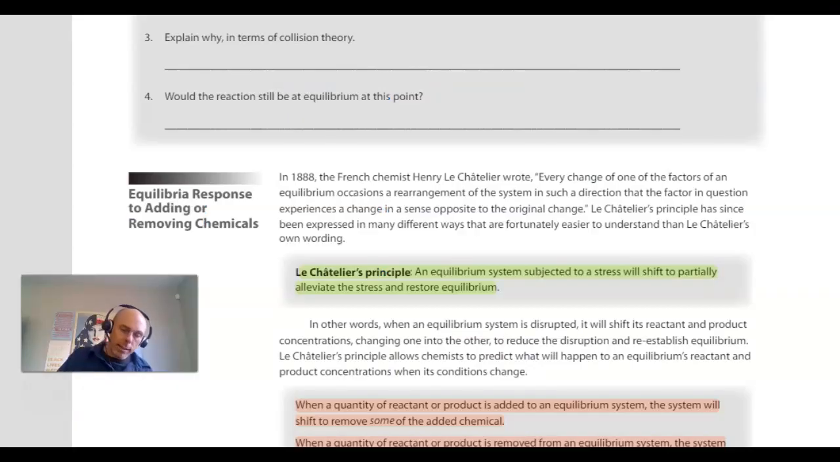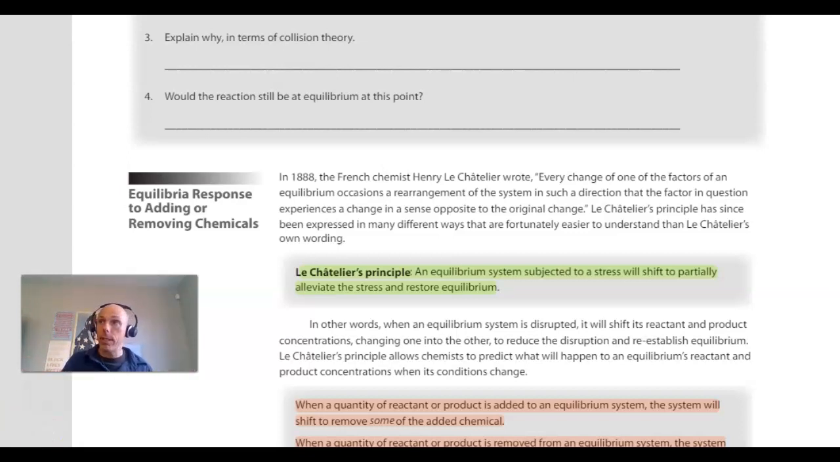Before we get deeper into that section, I wanted to jump back to 2.2 and to the definition of Le Chatelier's principle to remind you what it says, which is that an equilibrium system subjected to a stress, remember a stress is anything that can be done to a system that affects the forward and reverse rates differently, will shift to partially alleviate the stress and restore equilibrium.